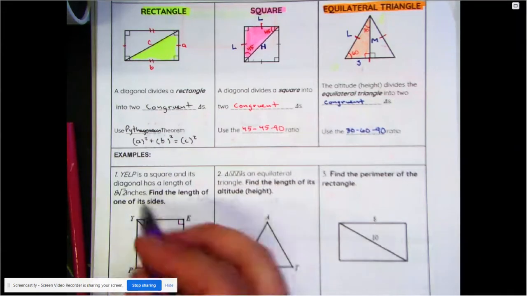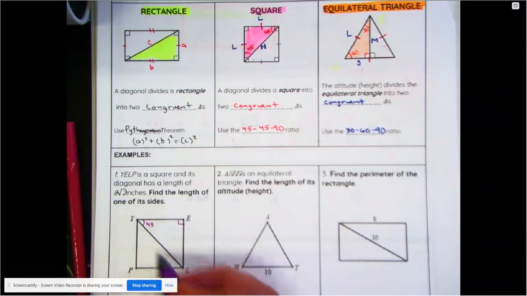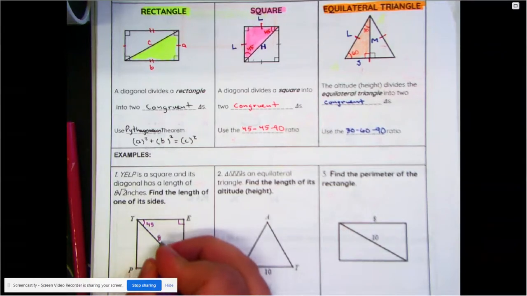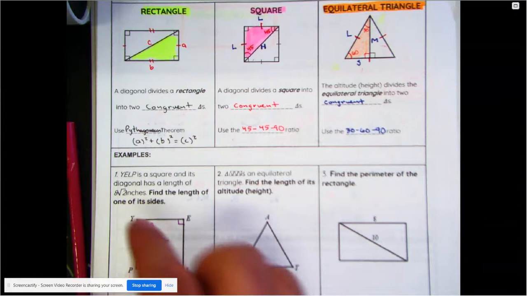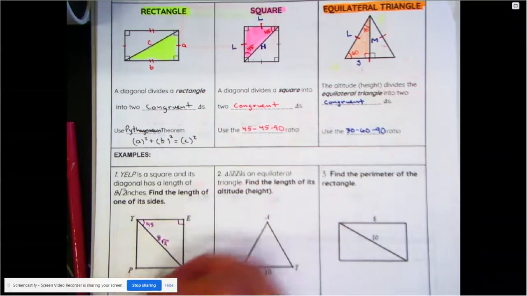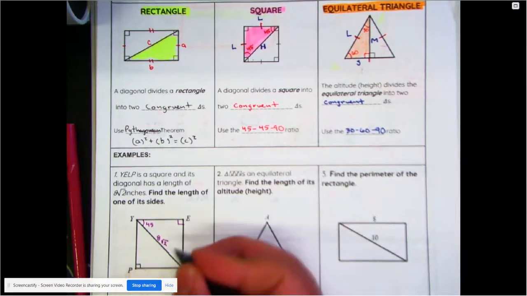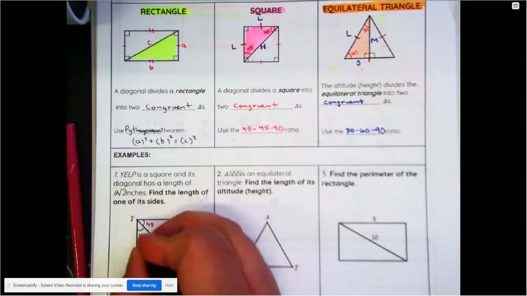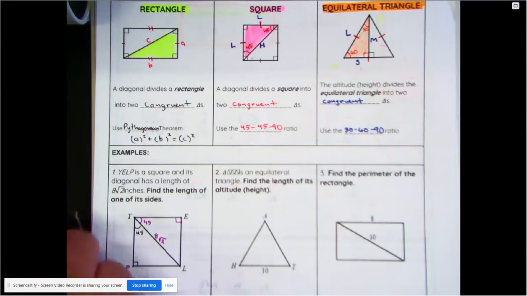But let's keep reading. Yelp is a square and its diagonal, so that's this line, has a length of 8 radical 2. And then they said, find the length of one of the sides. So they want me to find the sides out here. Well, we know all the sides are equal. But you see, here's where our rule just kicked in right now. We said, yes, this is 90 and these are 45s. So check it out. Here's what we can actually do with this problem.